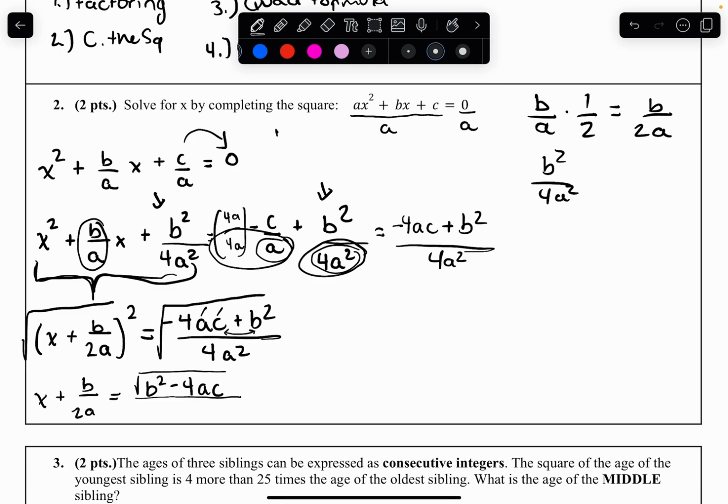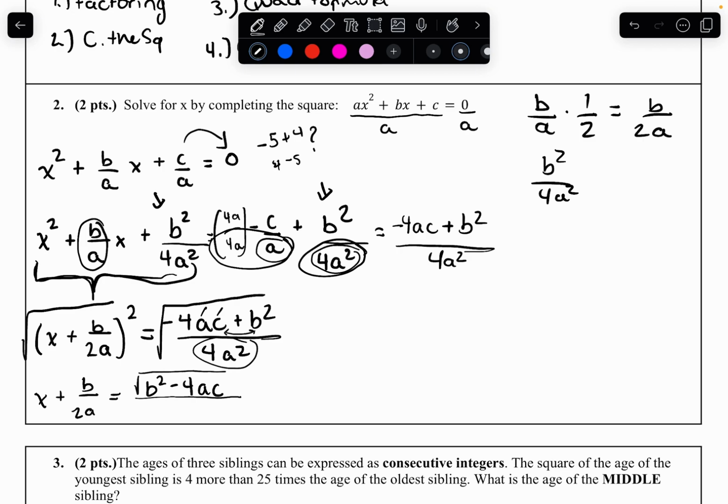Why are we allowed to do this? Well, isn't negative 5 plus 4 the same thing as 4 minus 5? The answer is yes, they are the same. That's why we're allowed to switch the order of the terms.